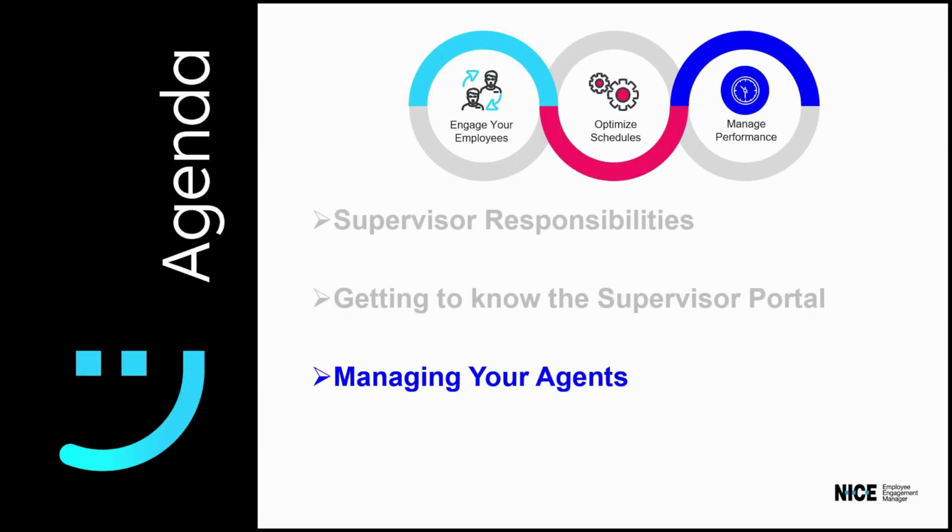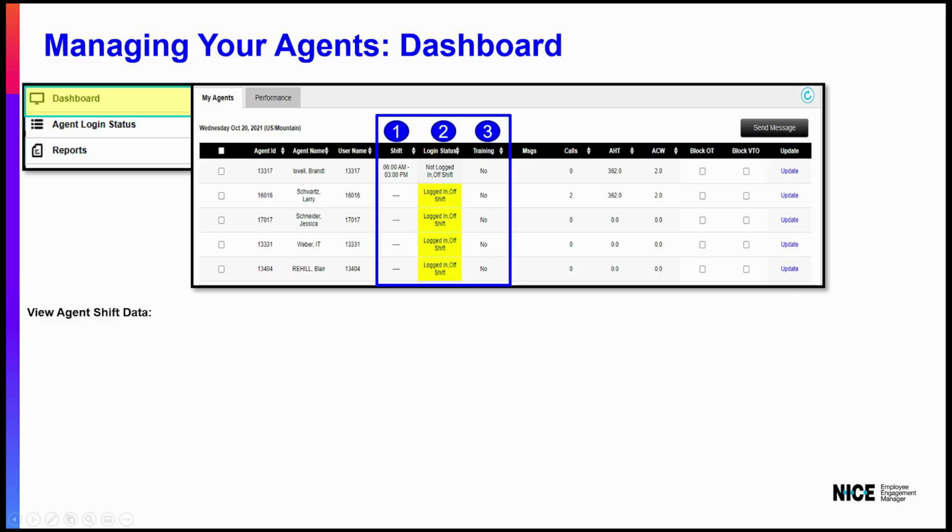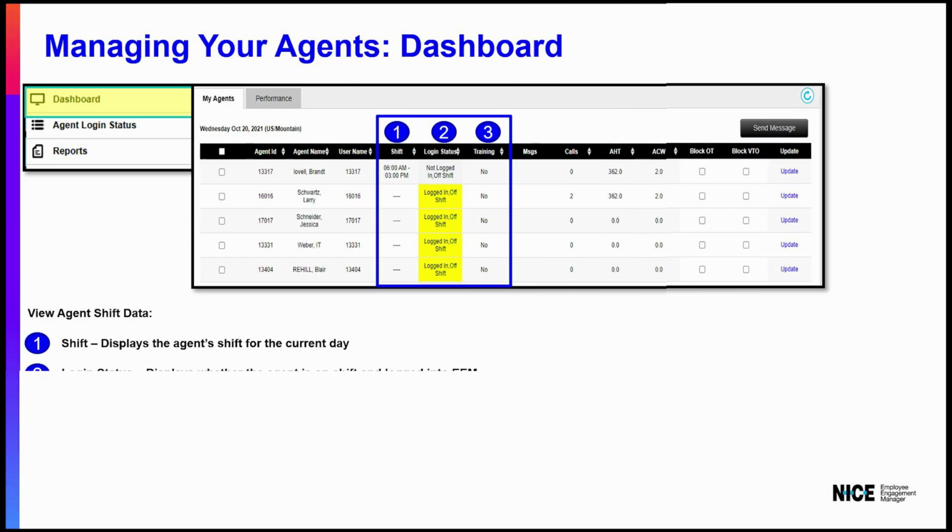Now let's begin reviewing the Managing Your Agent section of the Supervisor portal within the Employee Engagement Manager product. To view pertinent information about your agents who are reporting to you in WFM, click on Dashboard, and then the My Agents tab displays the information about the agents who are assigned to you. This will include their agent ID, the agent's name, and their username. In addition, you will also see the information surrounding their shift, which will display the agent shift for the current day, and the logon status.